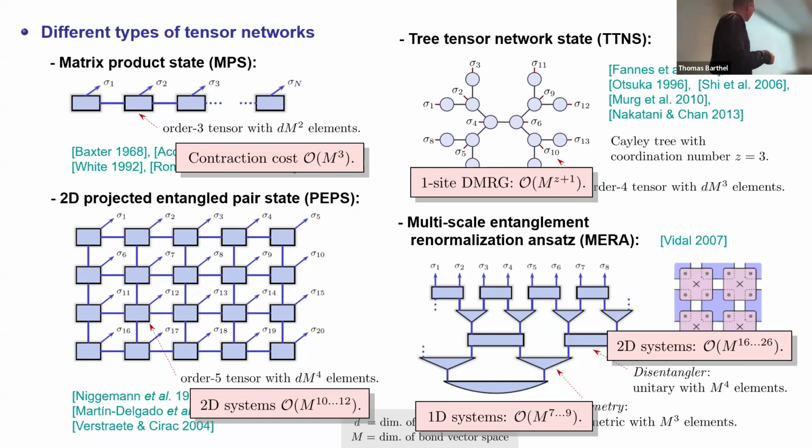So instead of a third power here, or maybe fourth power here for this Cayley tree, we get 10 to 12 power, or even crazier for these MERA states.